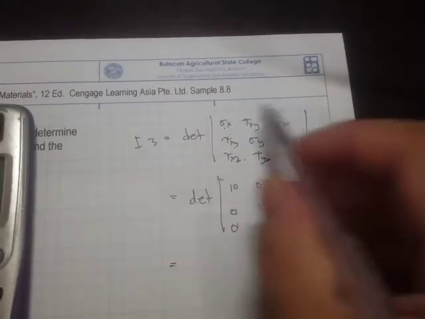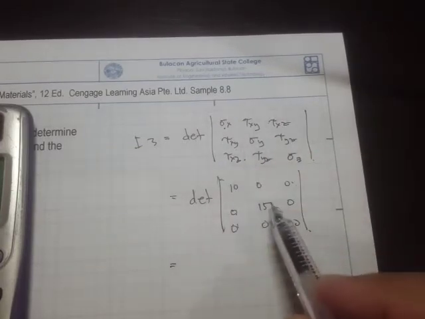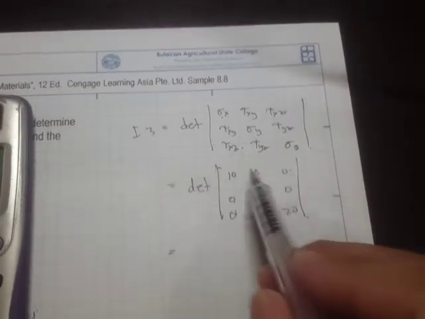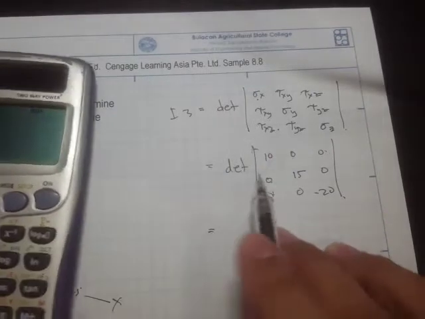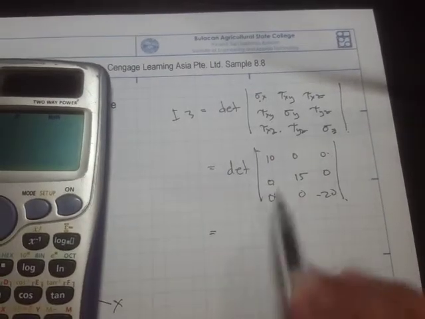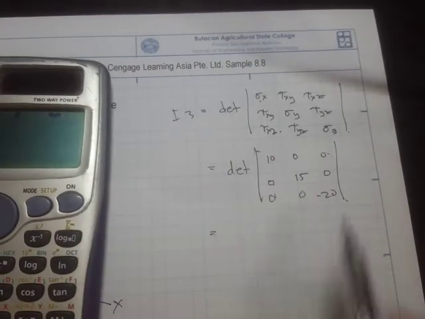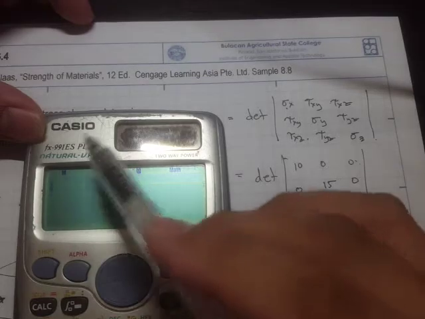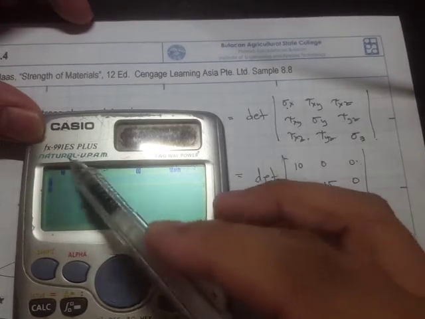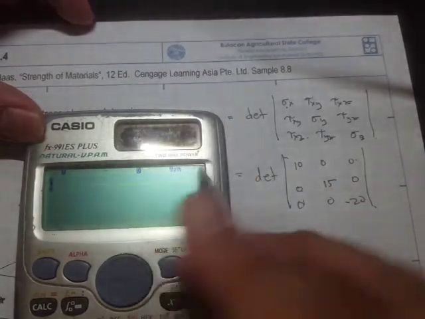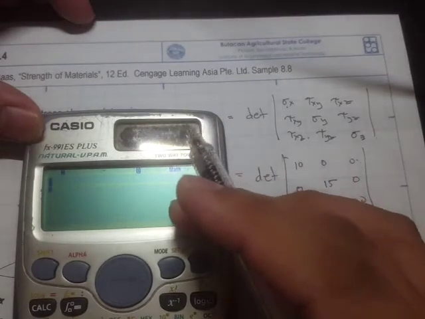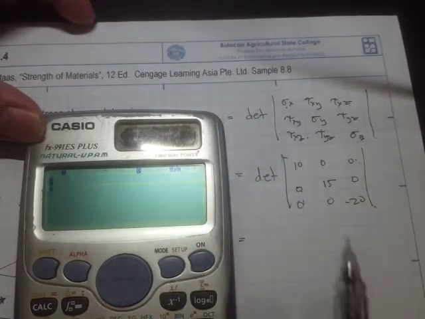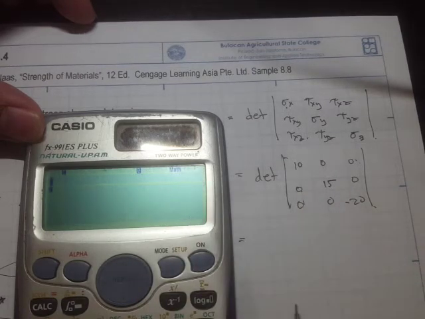Okay, so here's the arrangement of the determinant, and we just substitute all the values right here: 10, 0, 0, 0, 15, 0, 0, 0, and negative 20. So how do we do that in the calculator? I'm using a Casio FX-991ES, which is just typical for engineering classes, and we'll solve for the determinant.